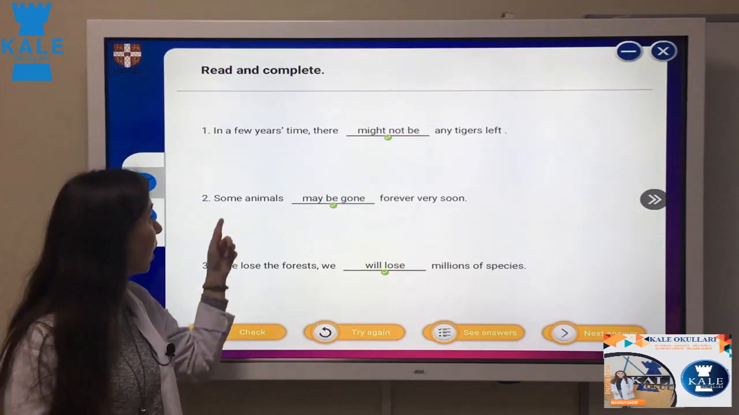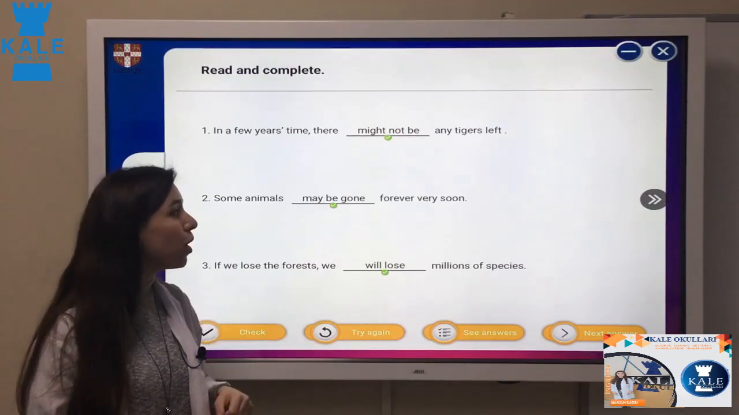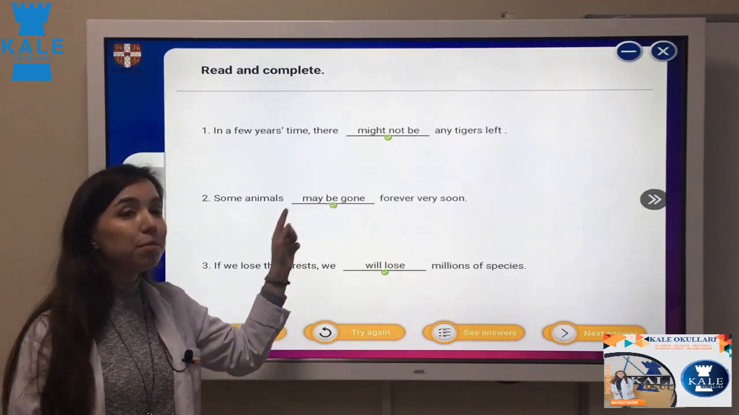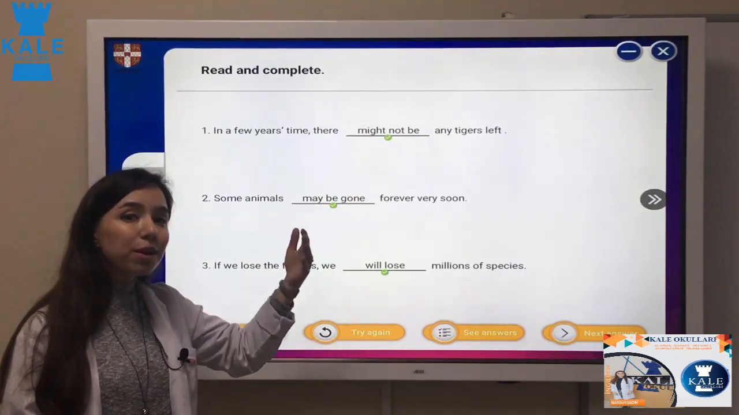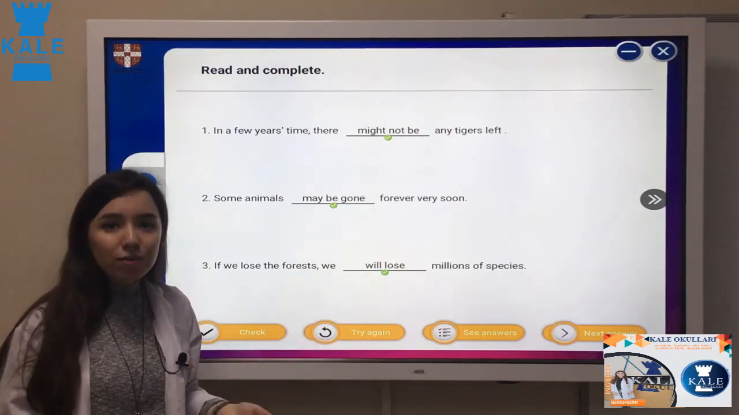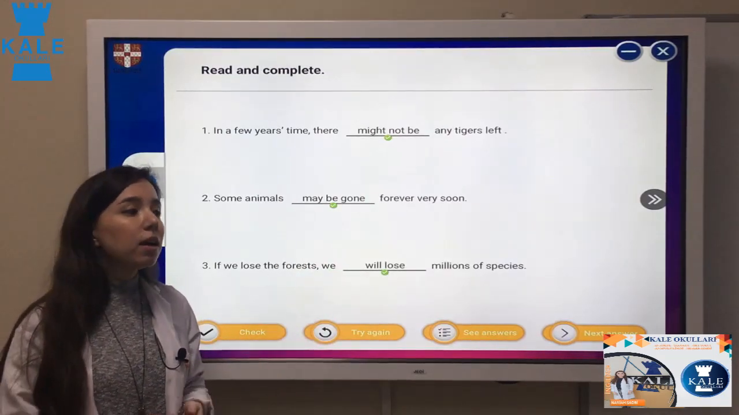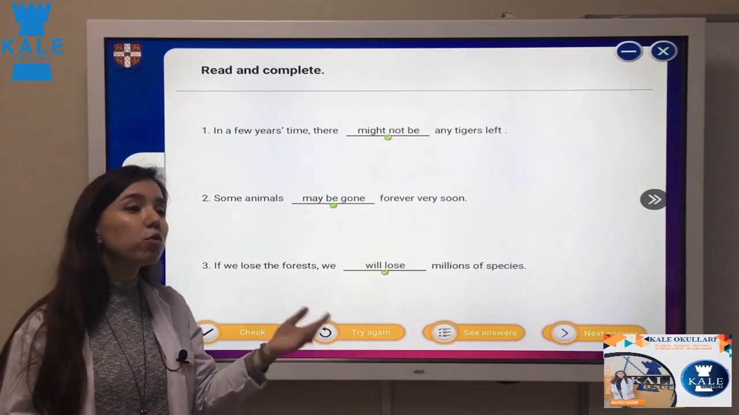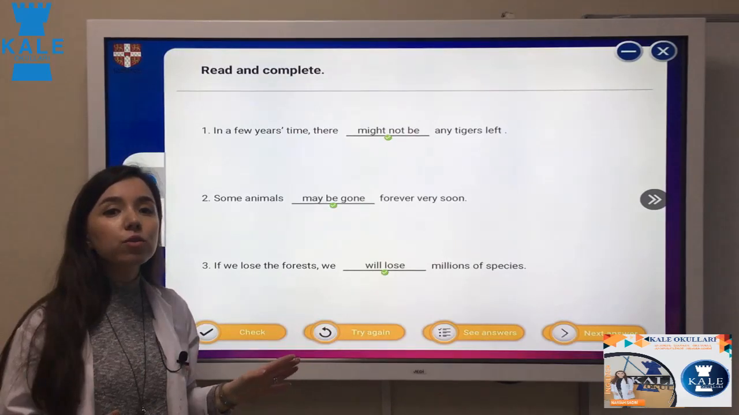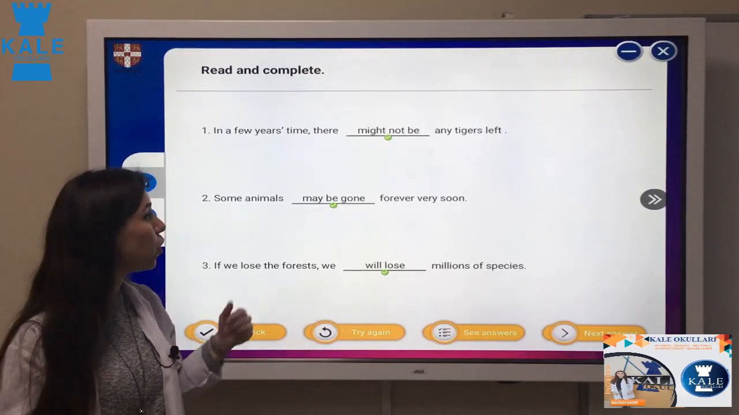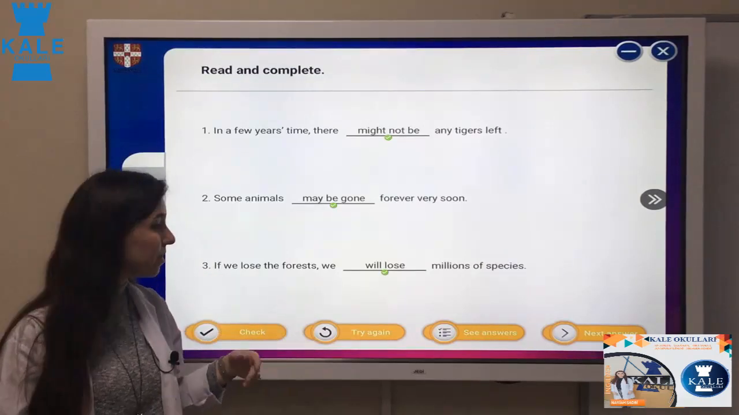Or number 2, some animals may be gone forever very soon. May be gone, will be, might be, because we predict. It's something about the future. For example, you don't know tomorrow what will happen. Maybe now we are dealing with this virus. Maybe tomorrow they will say that all the viruses will be gone, for example, next week. It will be finished. We don't know. Because of that, we predict something.